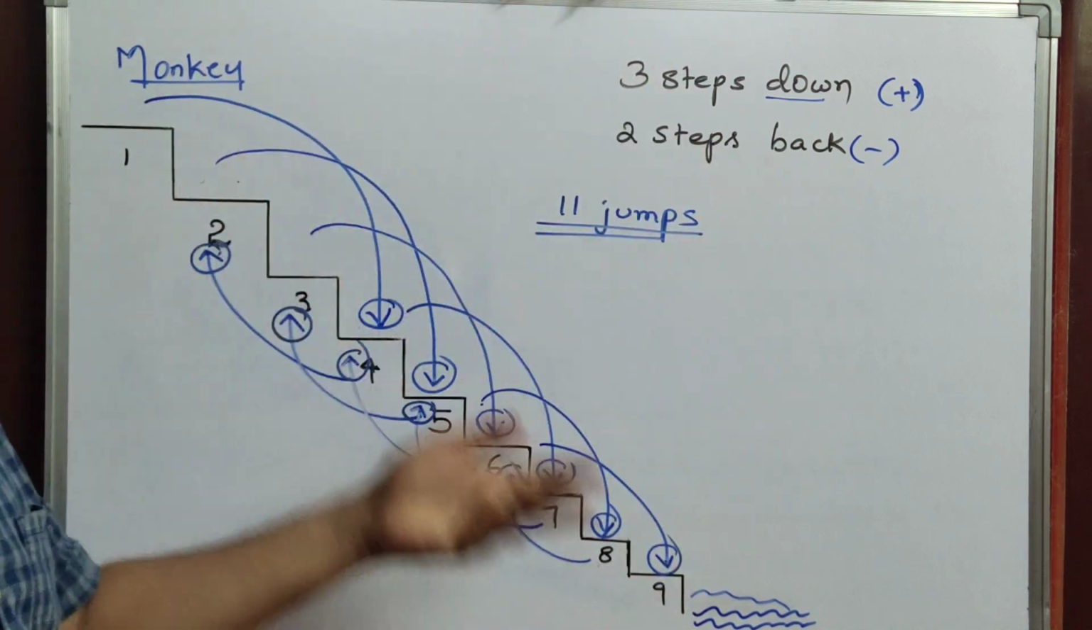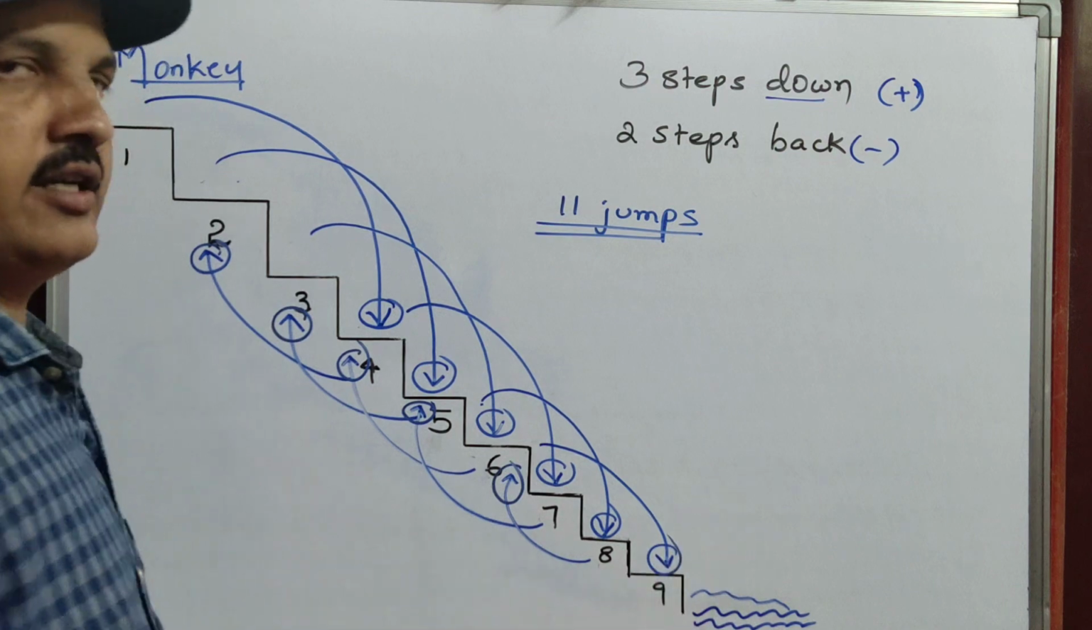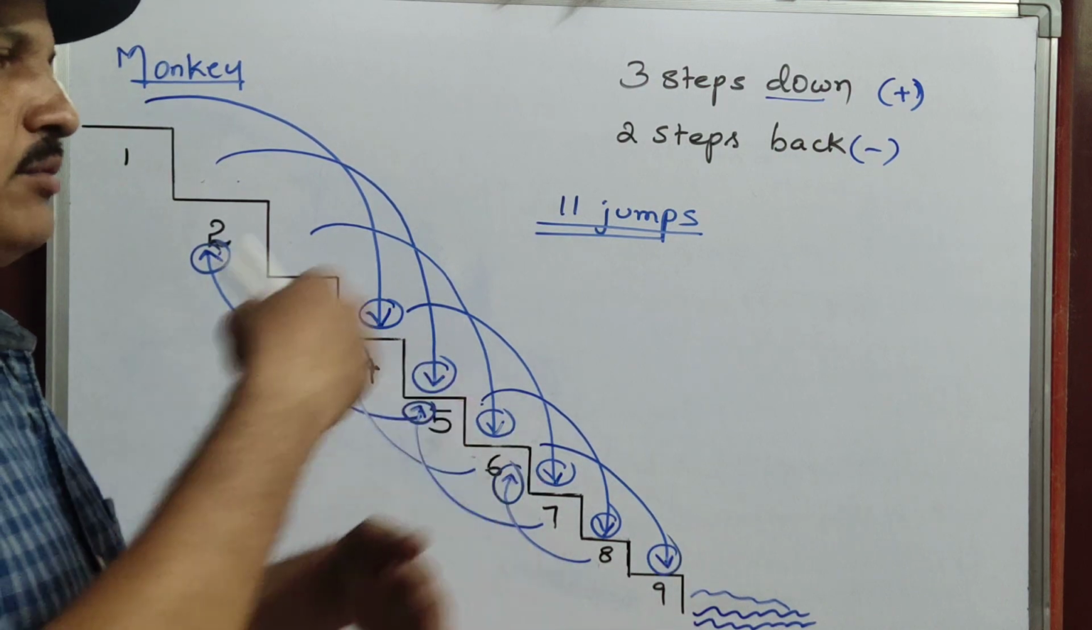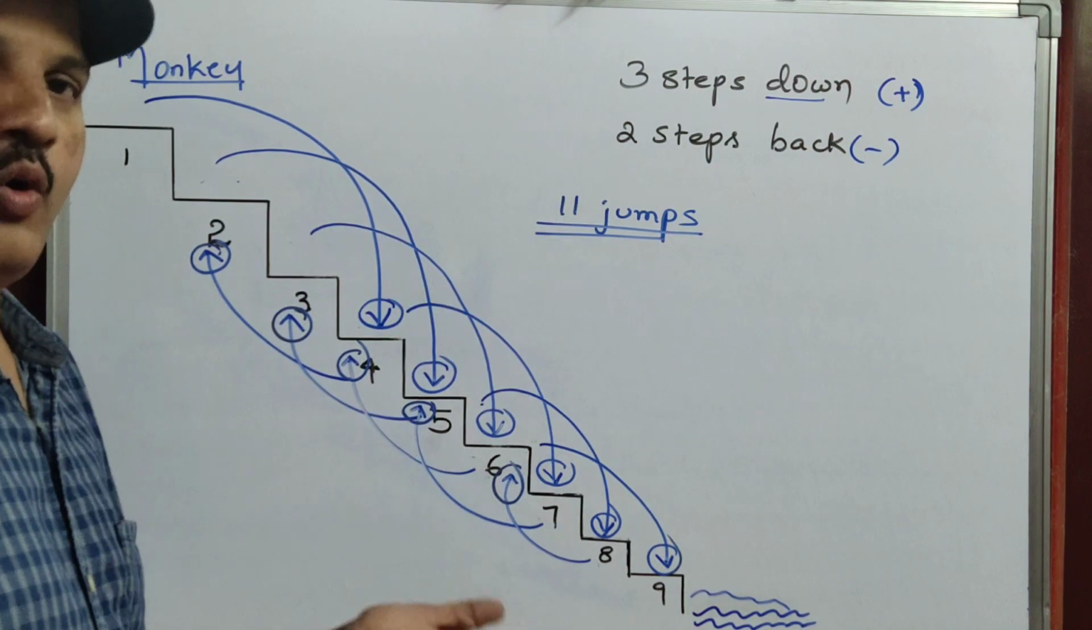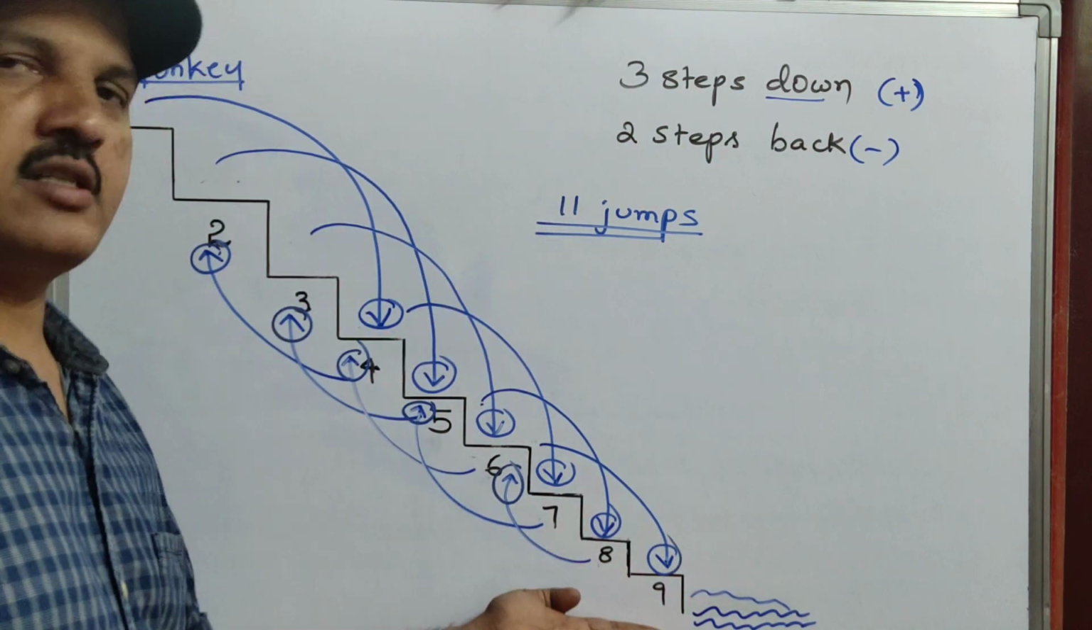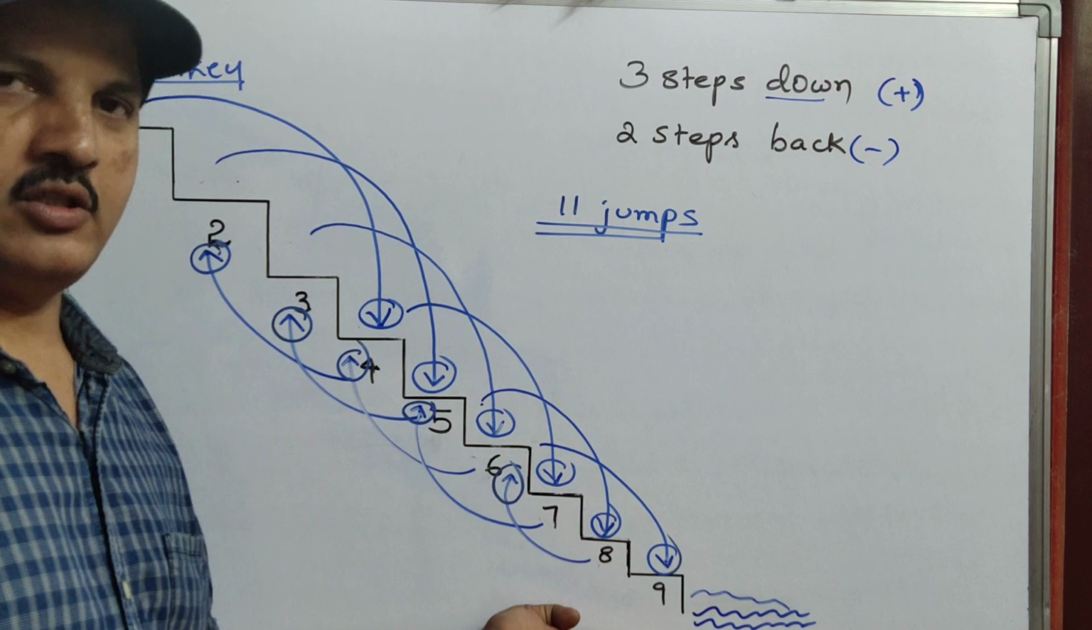But when it is going to reach the water level at the 9th step, it comes 3 steps down, 2 steps up. 3 steps down, 2 steps up. So how is it going to reach the 9th step to have its water?